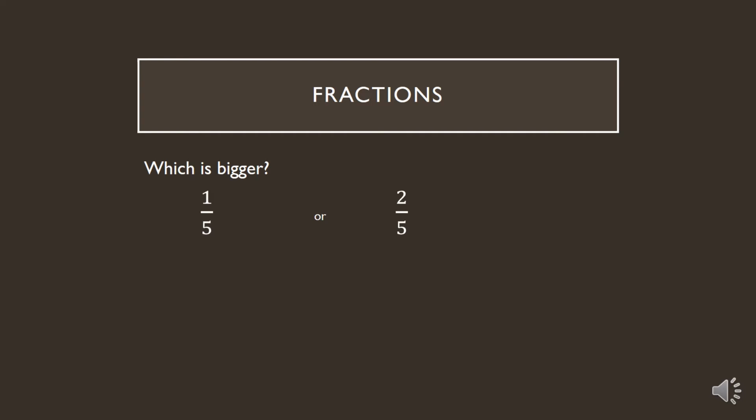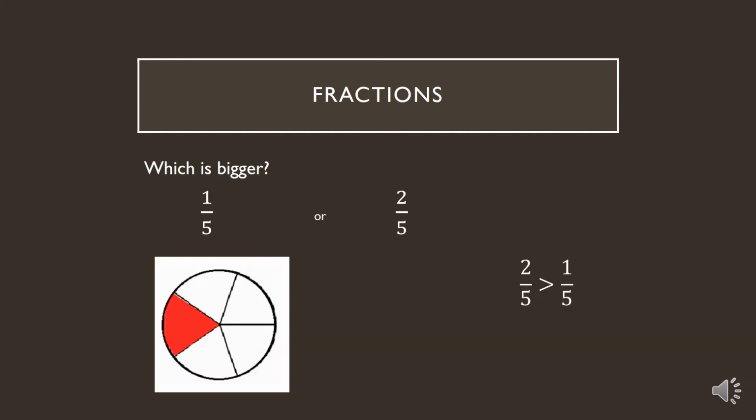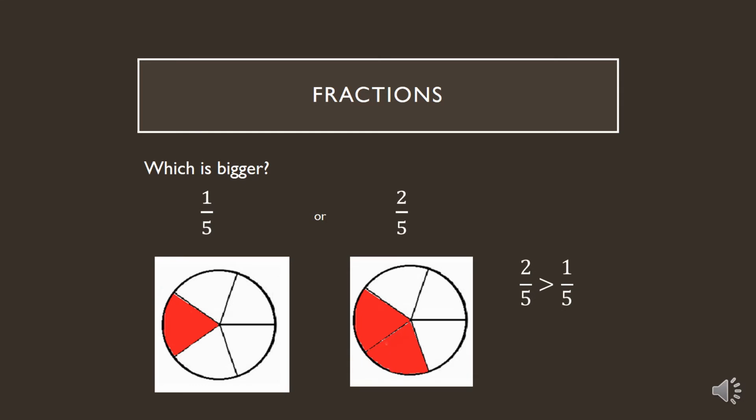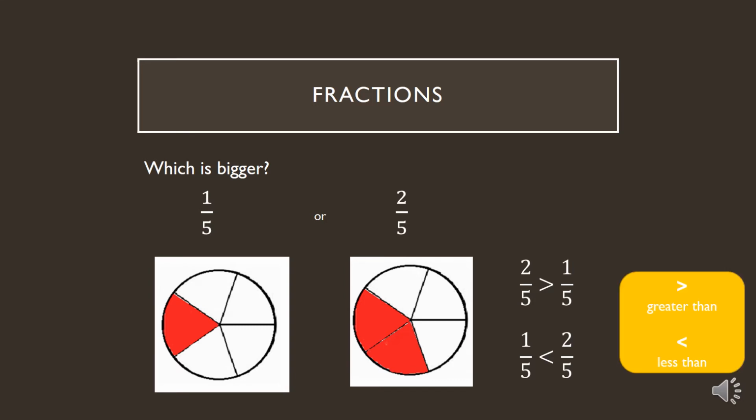Which is bigger, 1/5 or 2/5? Well, obviously, 2/5 is bigger. 2/5 is greater than 1/5. Okay, so the number on top of the line is telling you how many slices are shaded. And 1/5 is less than 2/5. So again, we've used the greater than and less than signs there.